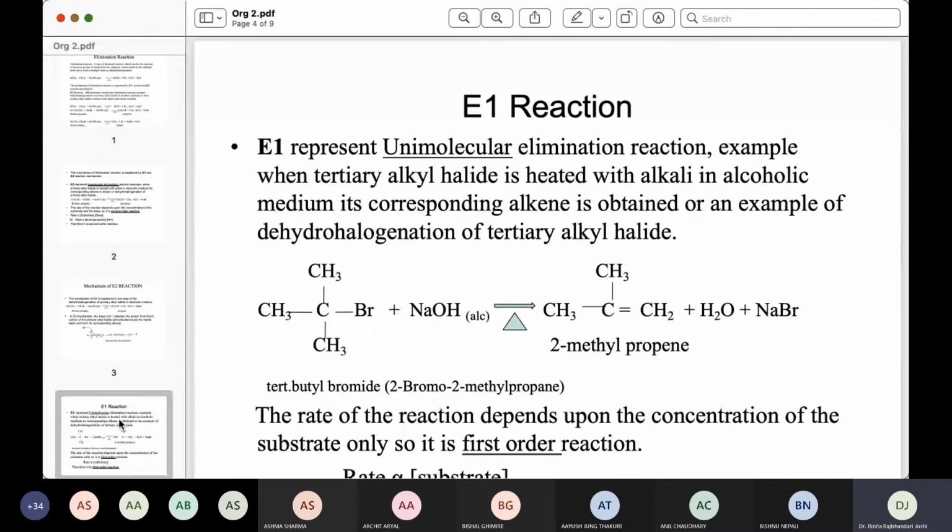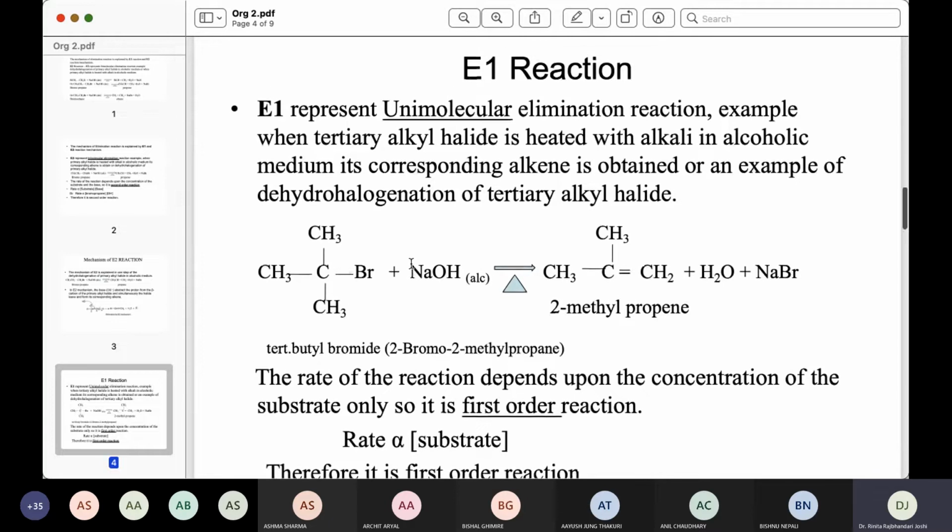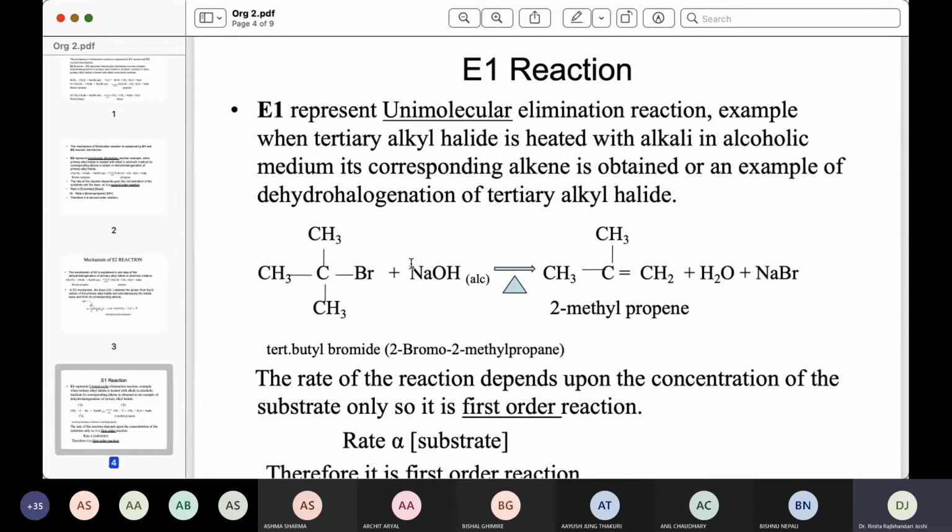So this is your E2. Now let's go to E1 as an elimination. E1 and E2 are simple because they are simpler than SN1 and SN2. Likewise, what does E1 represent then?